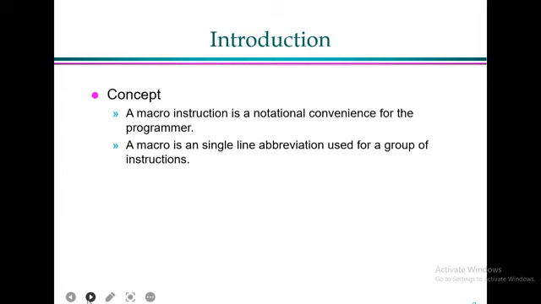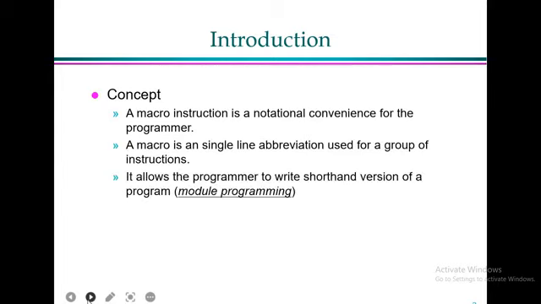A macro is a single line abbreviation used for a group of instructions. It allows the programmer to write a shorthand version of a program.